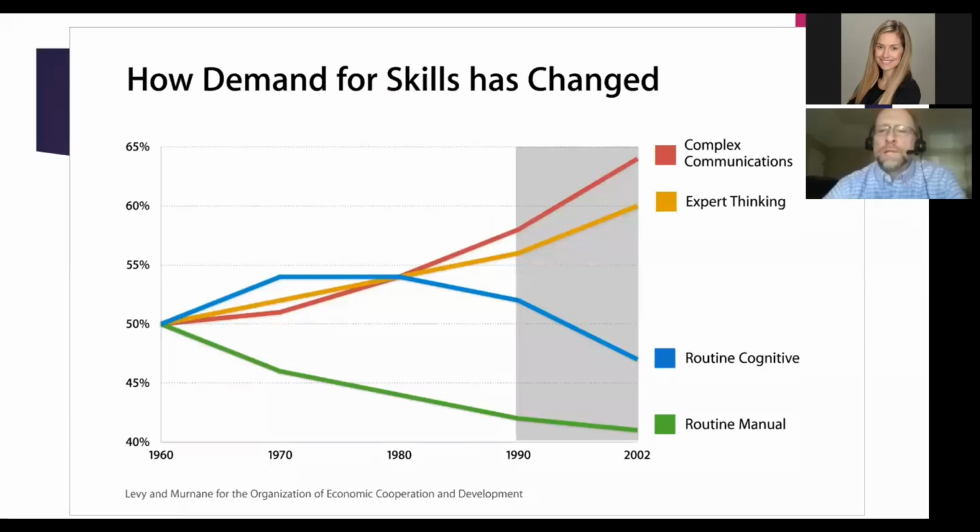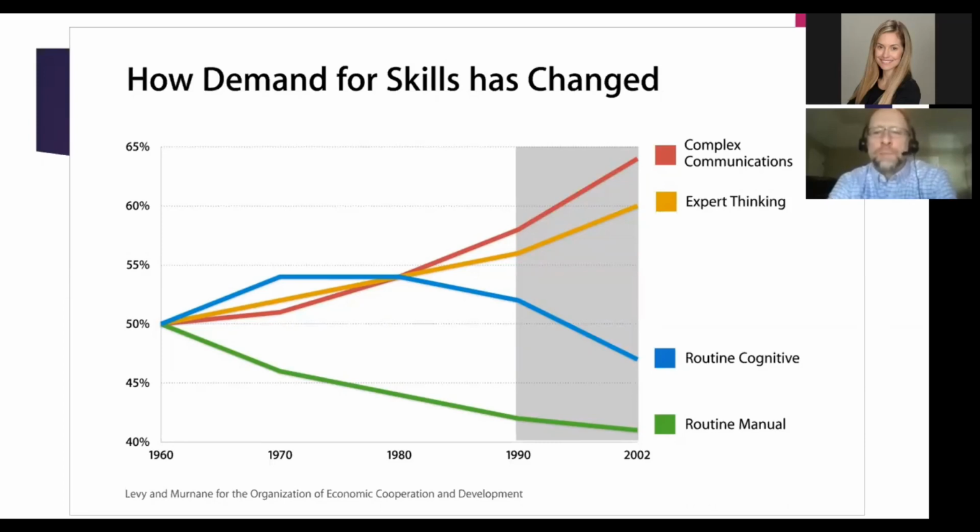All right, let's get started. How demand for skills has changed. This is getting a little bit dated now, but it was created for the OECD out of Paris about 12 to 15 years ago. This is a simplified version of the types of skills that students will need to succeed as they move through school, start their lives, etc.